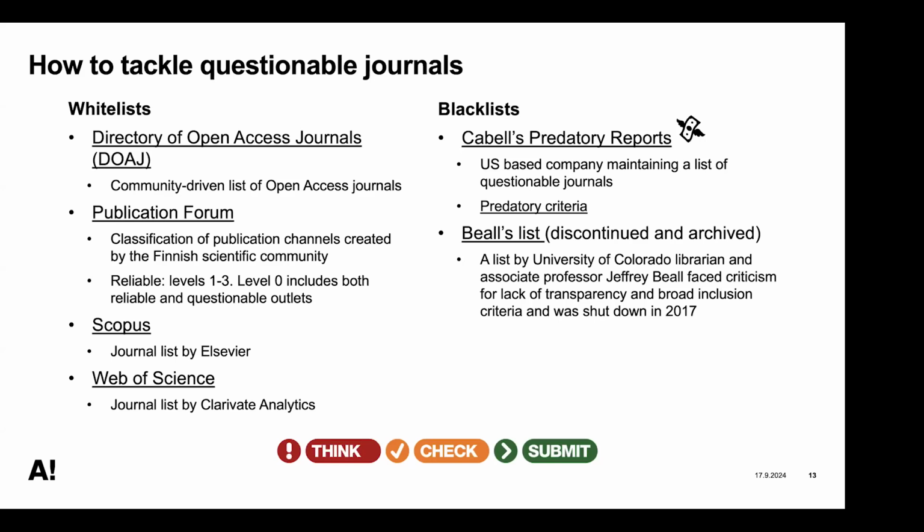So, how can you address questionable journals? You can use so-called whitelists to identify reliable journals, including the Directory of Open Access Journals, the Publication Forum, Scopus, and Web of Science. Please note that in the Publication Forum, level 0 includes both questionable journals and reliable journals, such as new journals or university series. Therefore, you should be extra cautious if the journal is listed at level 0 in the Publication Forum.